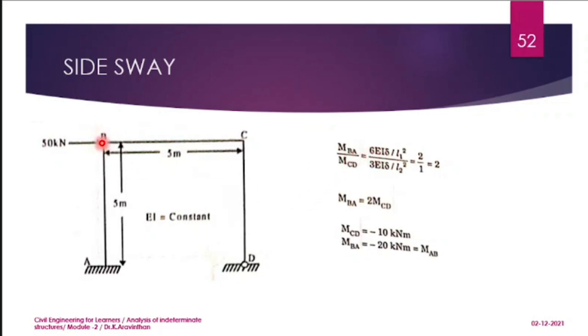If you look at joint B, the joint A is fixed, hence you use 6 EI delta by L square. If the opposite end is hinged, you can use 3 EI delta by L square. So this is the formula, and you can cancel the common things. What are the common things here? E, I, delta, everything is common, and even L is also common. This is L1, that is 5 meters, and CD is also the same length. L will also get cancelled here. Finally you will have 6 by 3, and if you simplify this, you will get 2 by 1, that is 2.